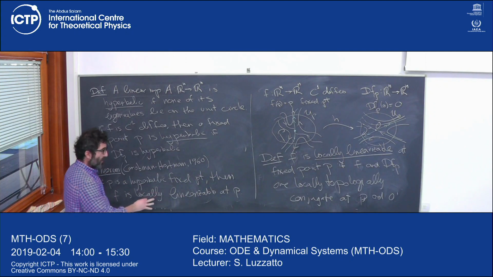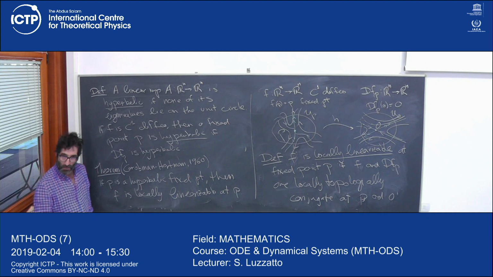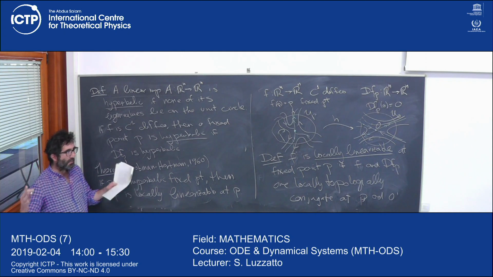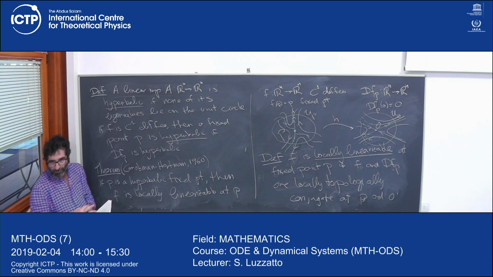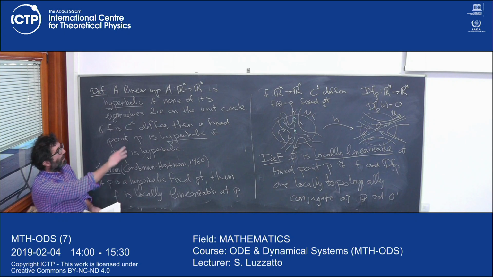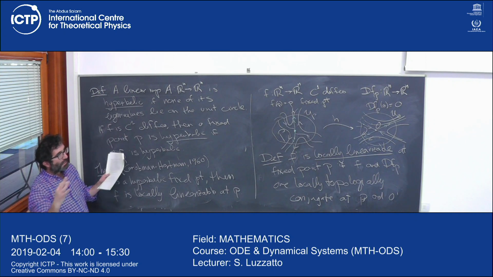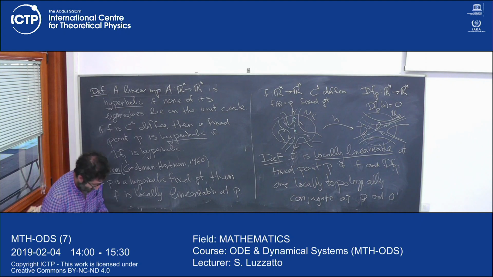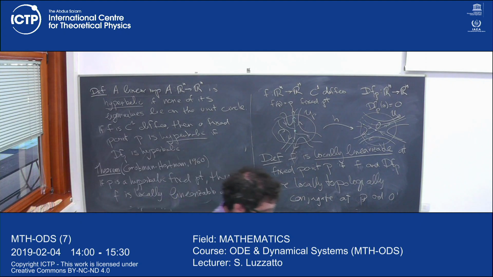It is not so easy, but I can introduce all the techniques that we need in the special case in which this hyperbolic fixed point is an attracting fixed point. So we're going to prove this theorem when all the eigenvalues lie inside the unit circle, when you have an attracting fixed point. So that's what we're going to do.